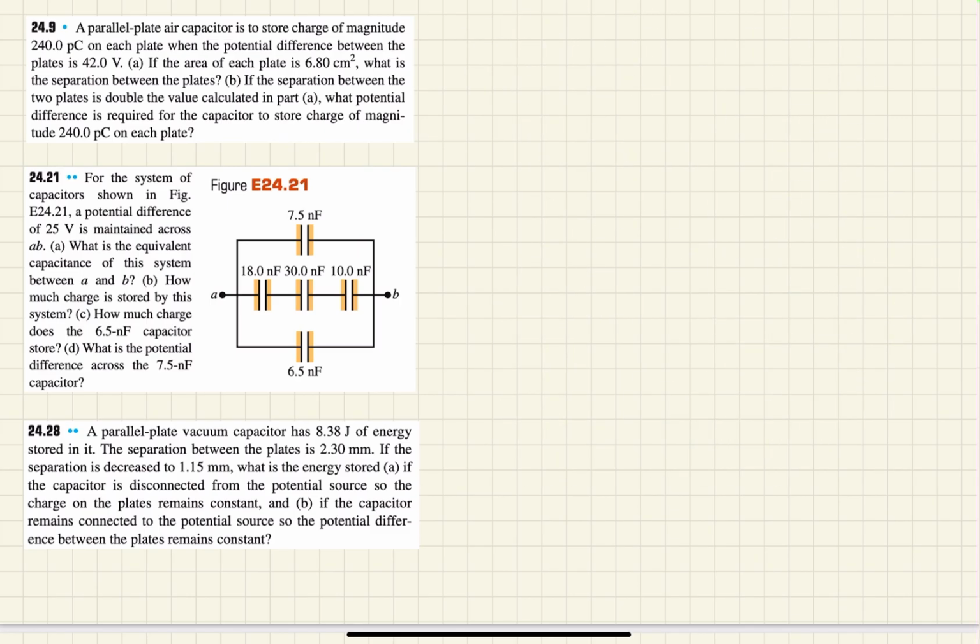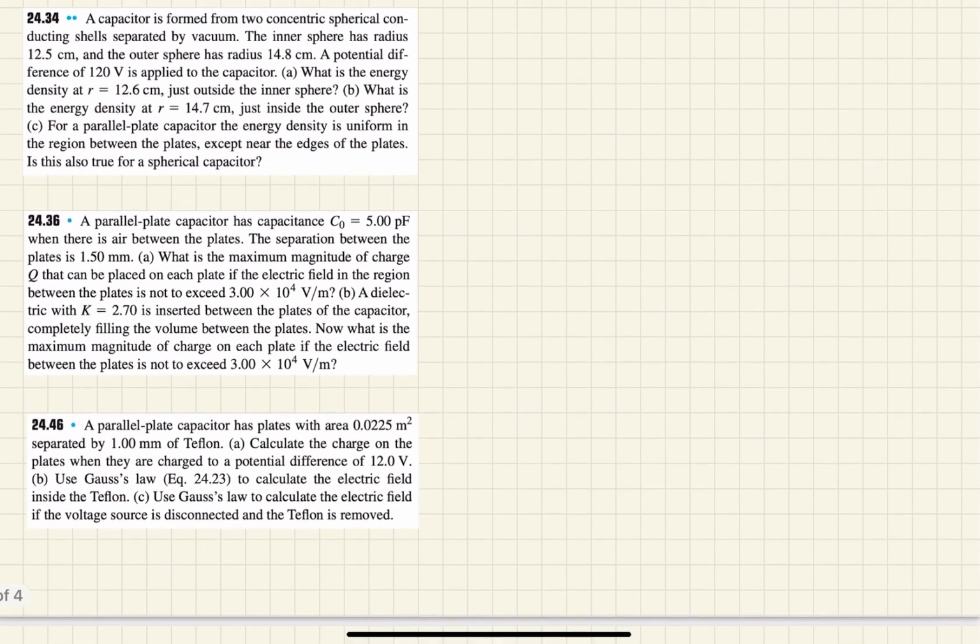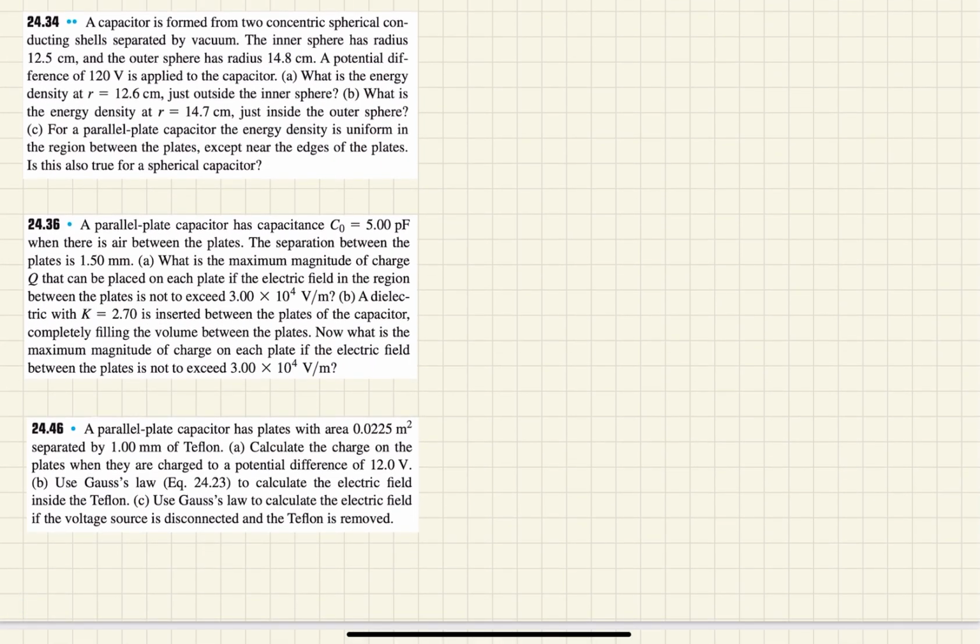All right. Moving on, we've got 3 problems left. This one is pretty interesting. This is the one I was telling you about where you have to derive the formula for a capacitance. This is for spherical conducting shells. So here you've got 2 spheres. One of them is 12.5 centimeters, the other one is 14.8 centimeters, and the potential difference is 120 volts.